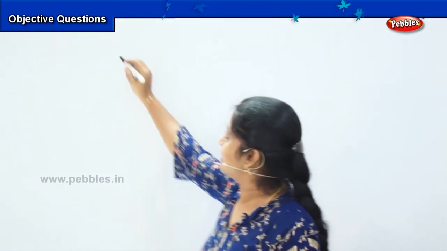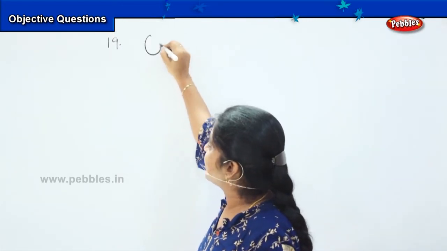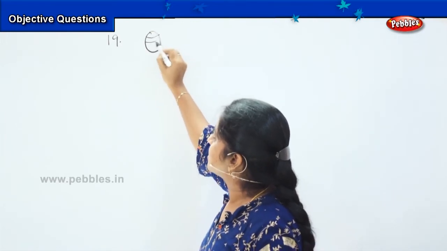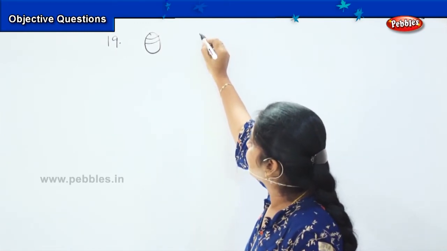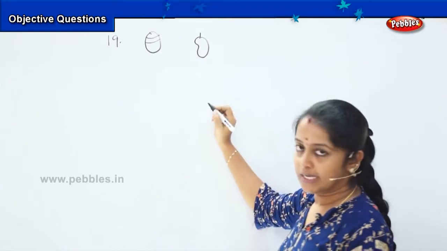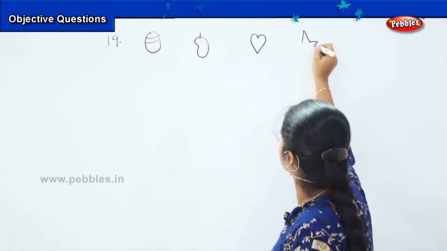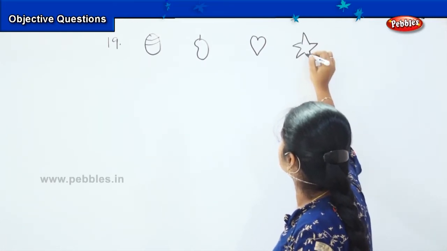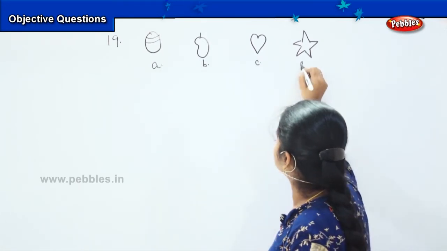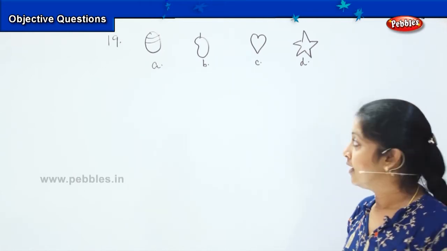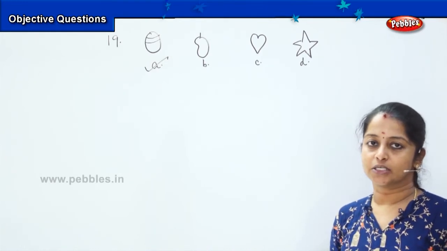Let's do question number 19. Now in this question, you have to tell me which of the following shapes has got a circular shape. Is it A? Is it B? Is it C? Or is it option D? So you have to tell me which among these has got the shape of a circle. Yes, you are correct. The ball has got the shape of a circle.